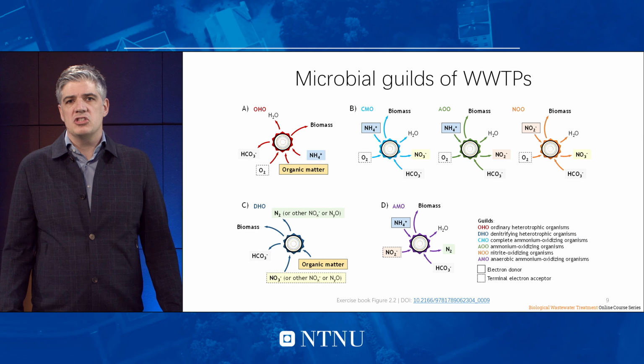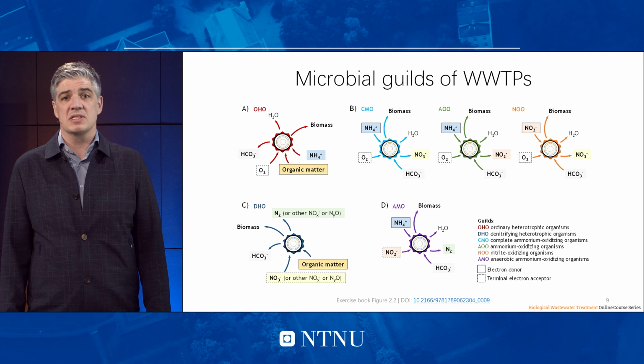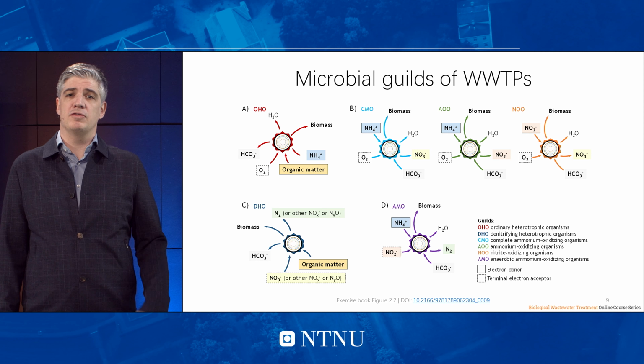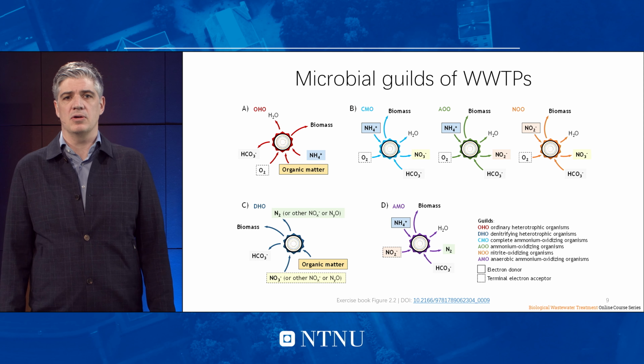These are additional sketches that you can find in chapter 2 of the examples and exercise book. You will find some sketches for heterotrophs, the different types of nitrifiers, denitrifiers, and anammox organisms.